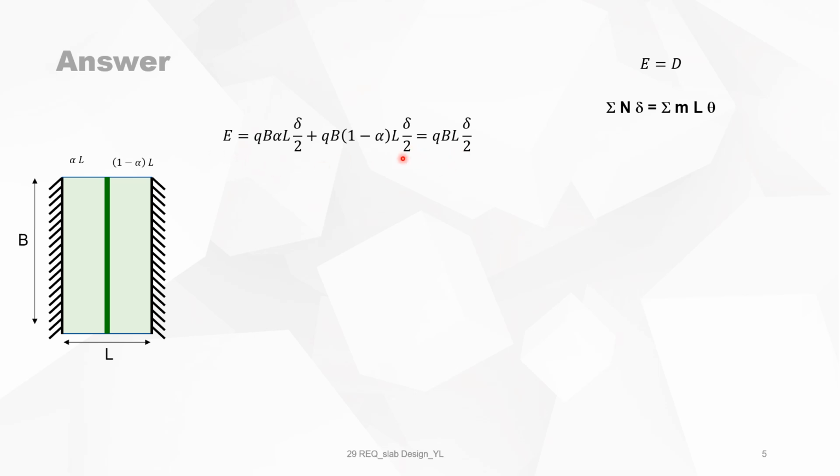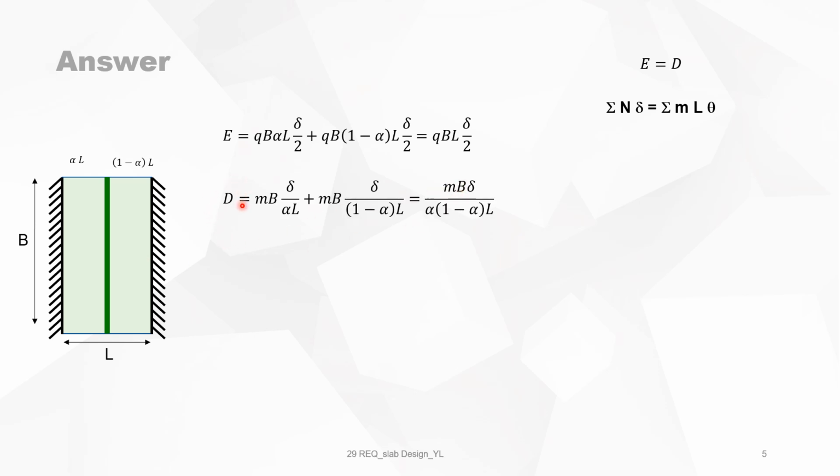Of course, we could have seen that from the beginning, that the work done by the external forces is the total load times delta divided by 2, because it's rectangular sections.